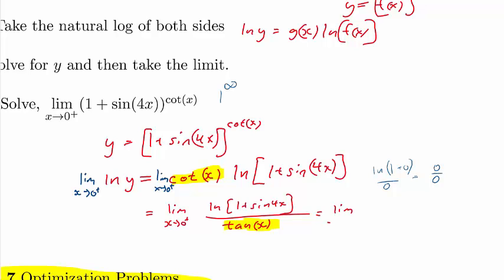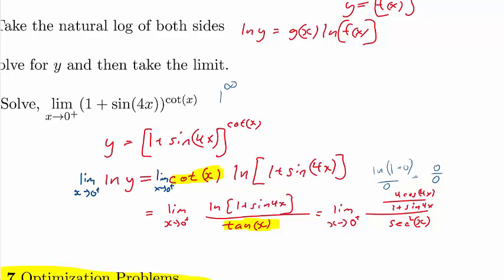And so we take the limit as x approaches 0 positive. And so in the bottom we take the derivative of tan, so that's going to be secant squared x. And up in the top, it becomes a fraction, 1 plus sine of 4x in the bottom, and in the top we take the derivative of what's inside, so that's going to simply be 4 cosine of 4x.